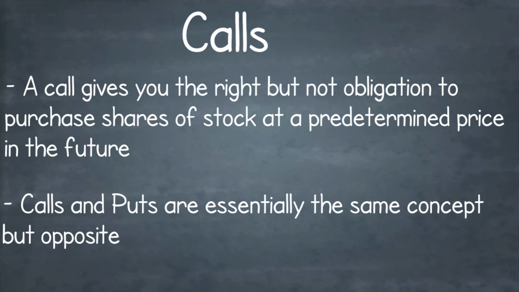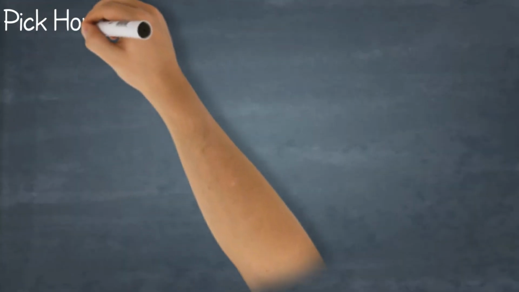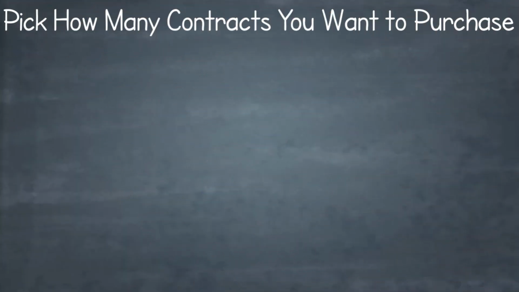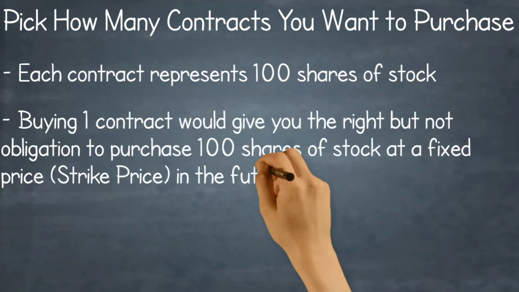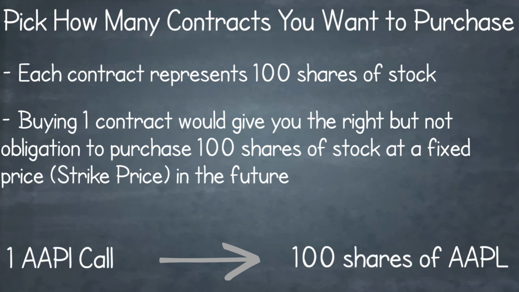First, you have to understand that a call option is a contract, and within every contract, there are certain terms of agreement. The terms of a call are the number of contracts being purchased, the strike price, and the expiration date. Each contract represents 100 shares of stock. So if I buy one contract, I will be essentially buying the right to own 100 shares of stock at a fixed price, the strike price, in the future. Future being when the option expires.